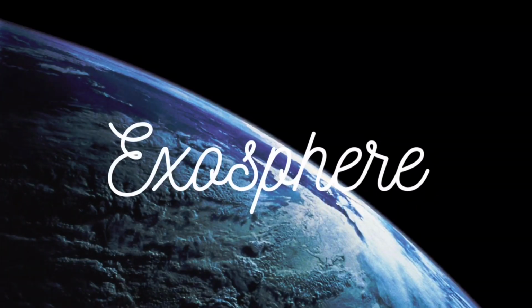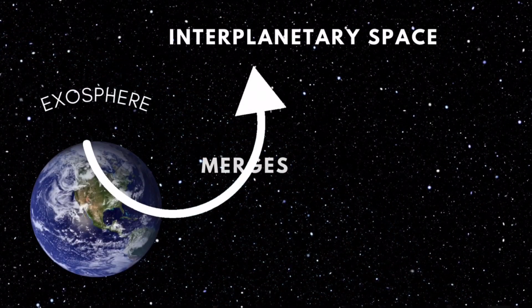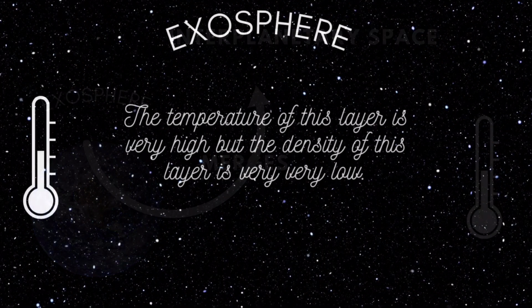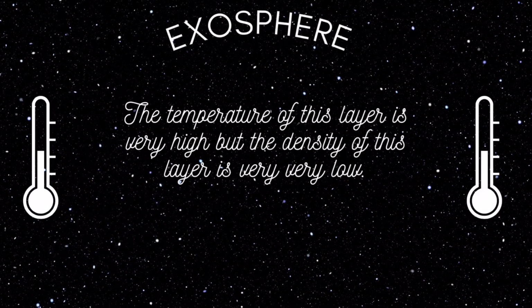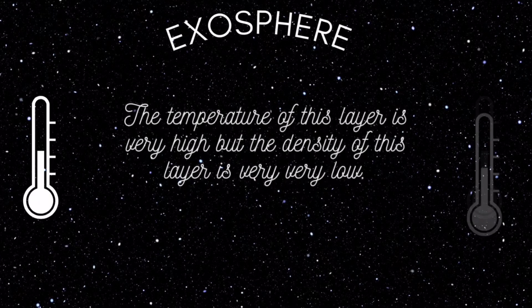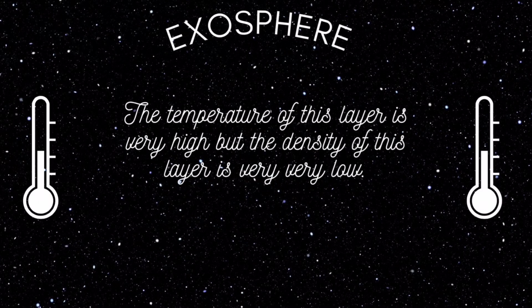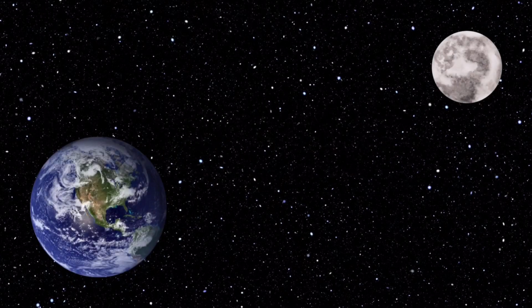And bro, the last uppermost layer is the exosphere. This layer extends from the thermosphere and merges with the interplanetary space. And the temperature of this layer is very high, but the density of this layer is very low, bro. And the latter value is about halfway to the moon. Cool, right? And facts time.